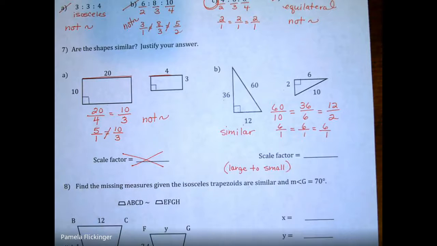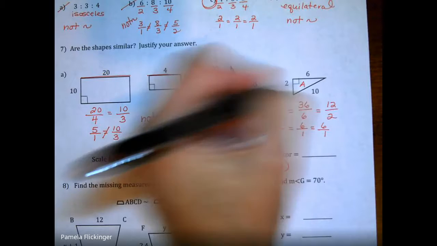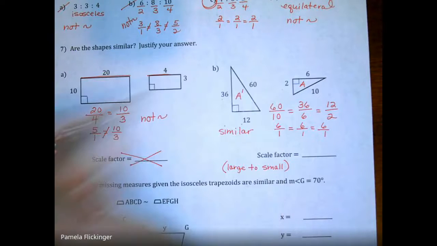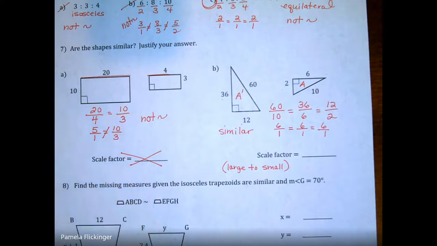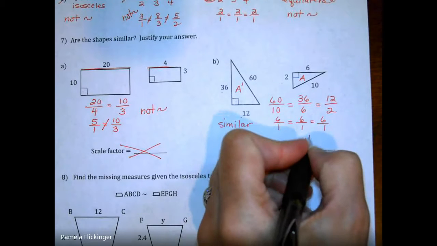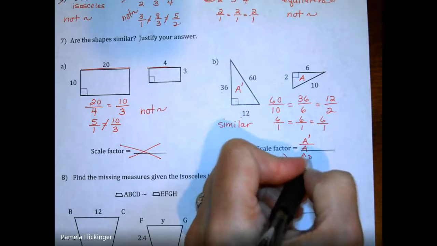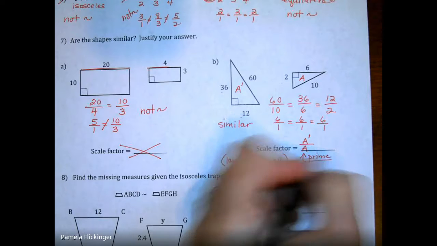All right. Or the picture would have to be labeled in a way like maybe this would be A and this would be A prime. We'll talk more about that when we get to dilations. But for now, the other way to do it is to always do prime over original.